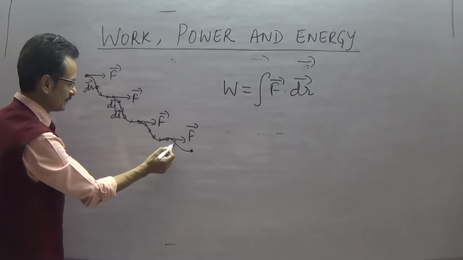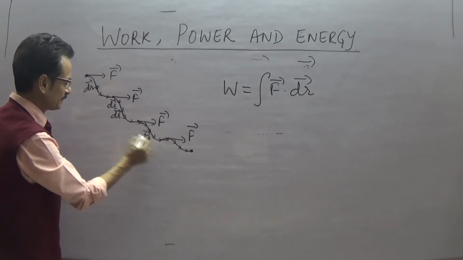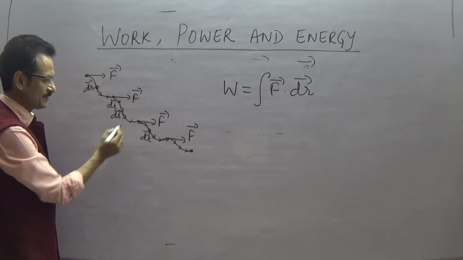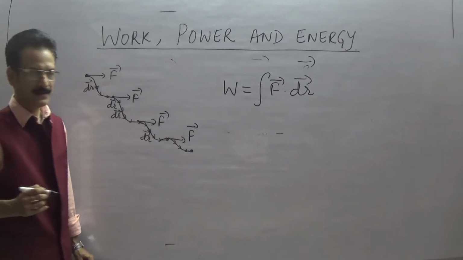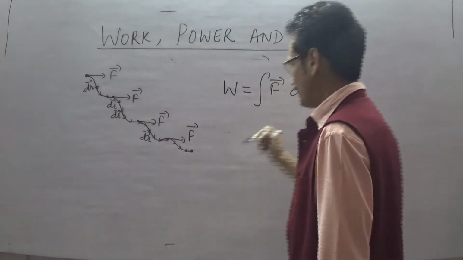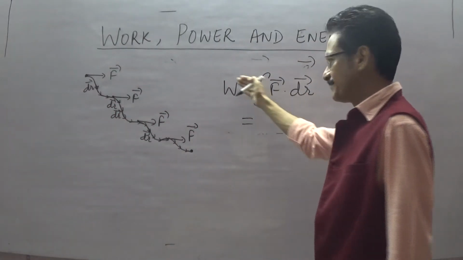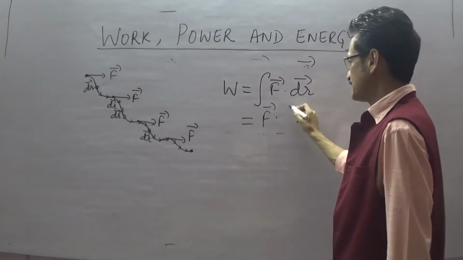These arrows are representing dr vectors. Body is somewhere here, this is the dr vector. Body is here, this is the dr vector. But the force acting on the body is constant, so this force can be dragged out of the sign of integration. So it becomes like this.